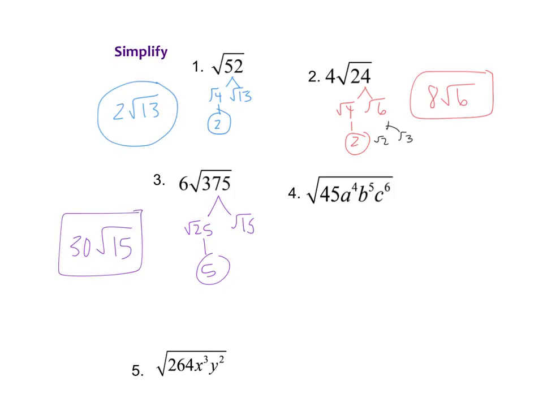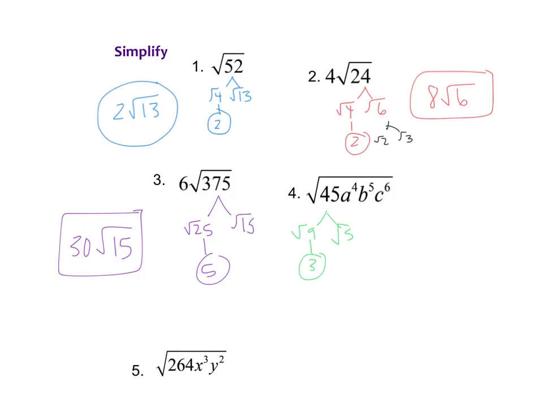Okay, let's look at number 4. Number 4 has variables, so we have to remember what we do with variables. Let's break this down first, just with the 45, and then we'll worry about the variables. So 45 breaks down into 9 and 5. Square root of 9 is 3, but 5 still stays under.